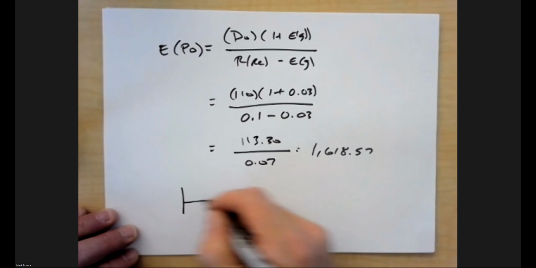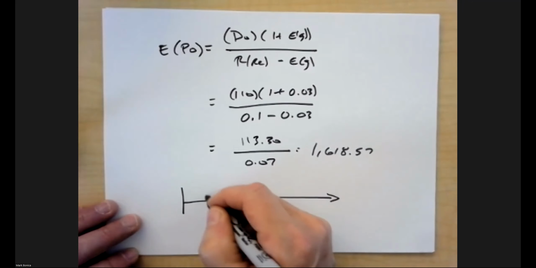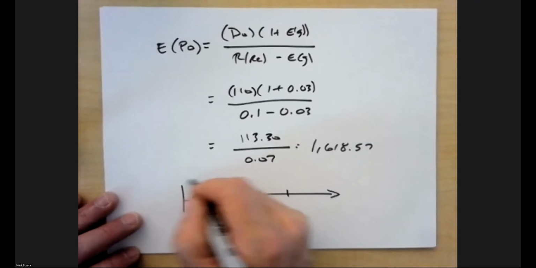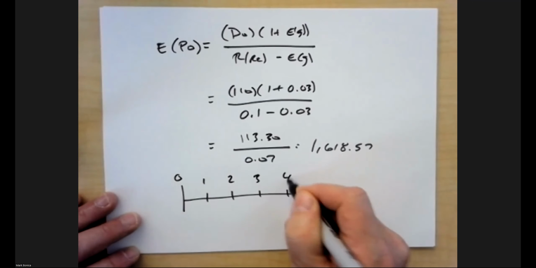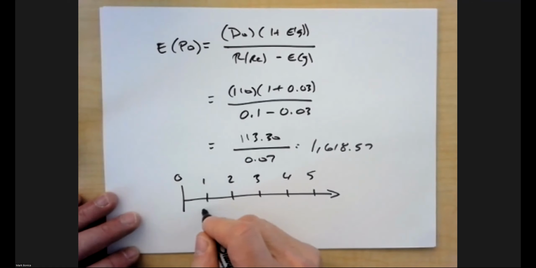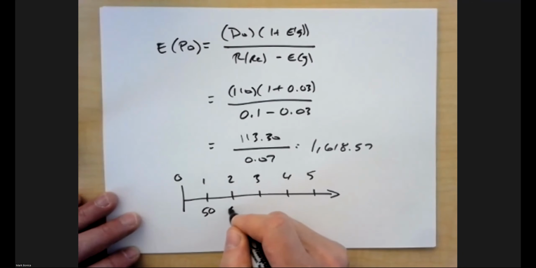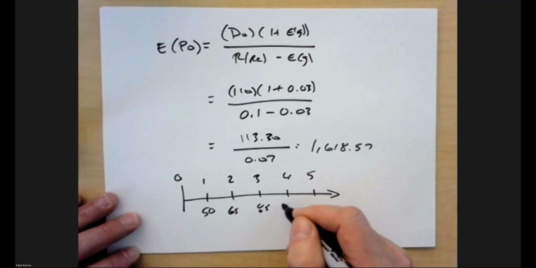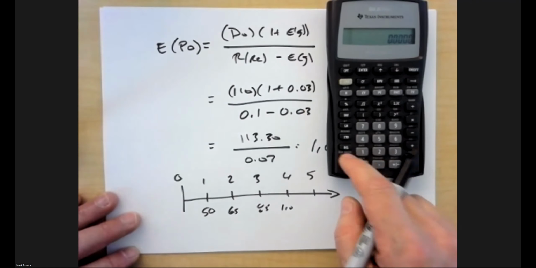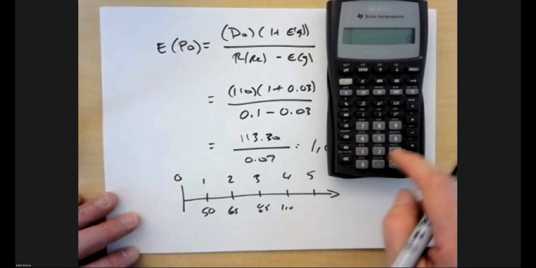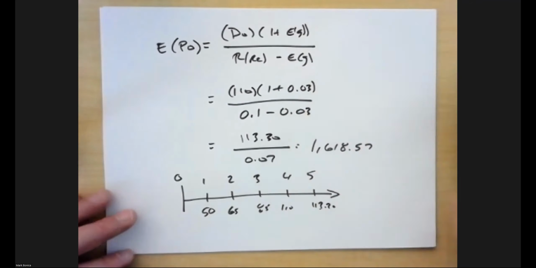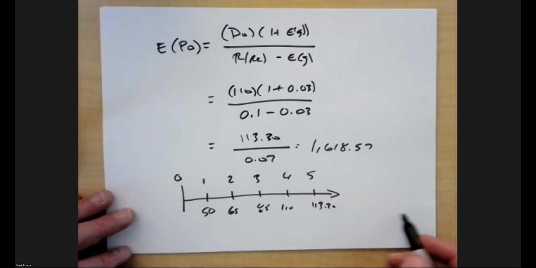What we're saying is, we've got 0, 1, 2, 3, 4, 5, right? And so we said the cash flows coming off this project are going to be 50, 65, 85, 110. Then we said year 5 is going to be 113.30, right? And then it's just going to keep on getting bigger out here.